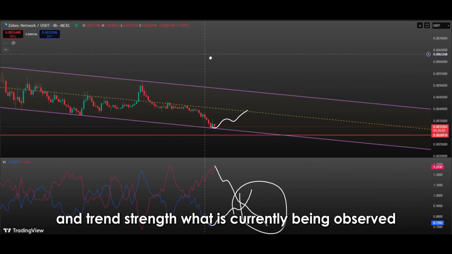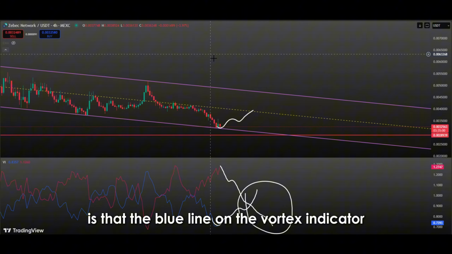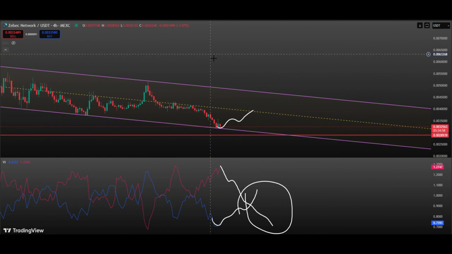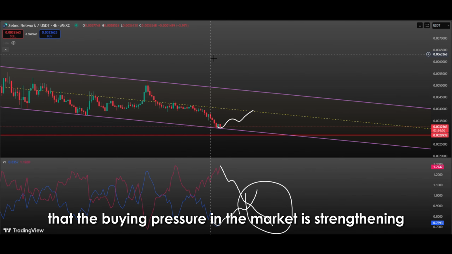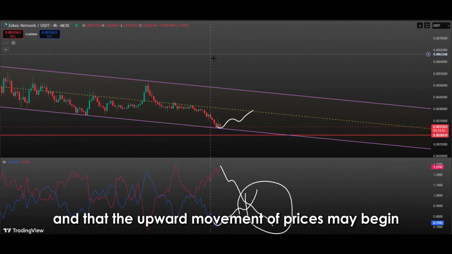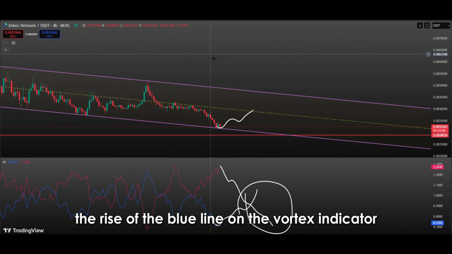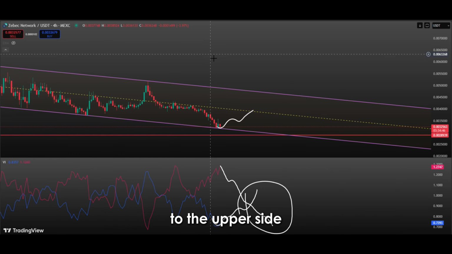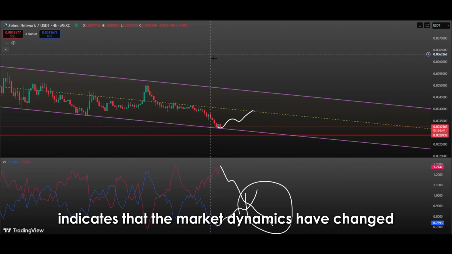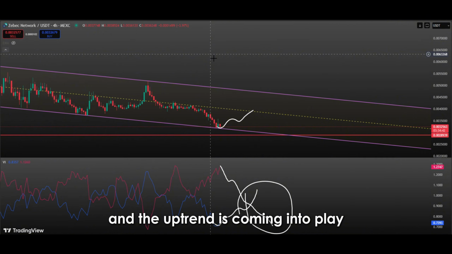What is currently being observed is that the blue line on the vortex indicator is trending upwards. This is one of the strong signals that the buying pressure in the market is strengthening and that the upward movement of prices may begin. From a technical point of view, the rise of the blue line on the vortex indicator to the upper side indicates that the market dynamics have changed and the uptrend is coming into play.